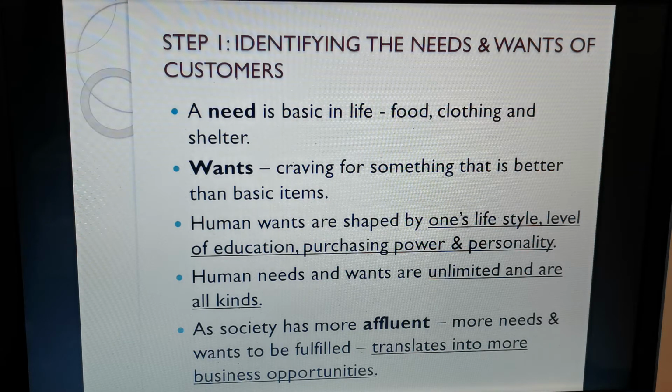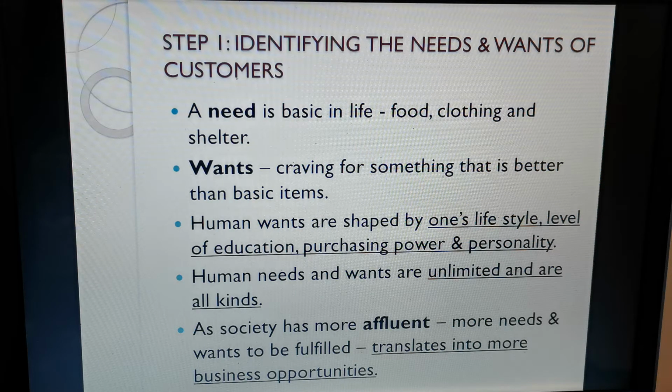Number 2 is wants. Want is different from needs. Wants is craving for something that is better than basic needs. That means you want more than what you should have. What we should have is at least 3 items: food, clothing, and shelter, whereas wants is more beyond that.